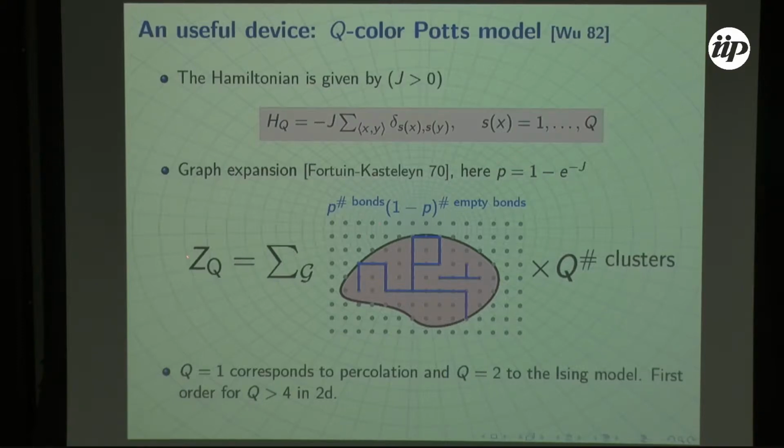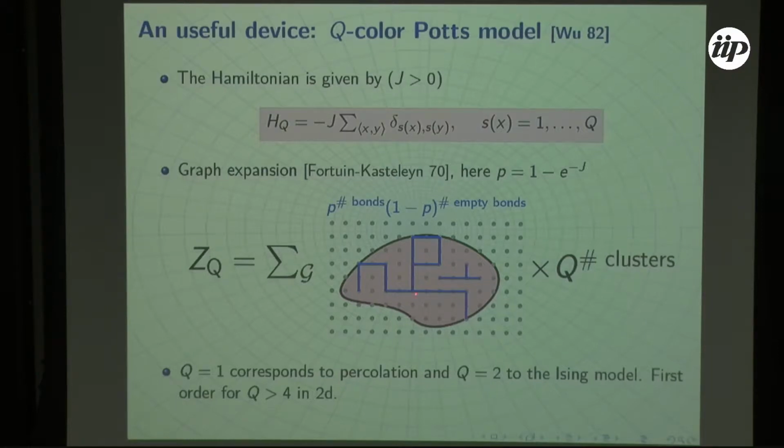So let me just say why this statistical mechanics model is related to percolation. Well, the reason is easy to see if you perform a high temperature expansion of the partition function. It's a sum over graphs. And these graphs come with a measure. The measure is p to the number of occupied bonds, (1 minus p) to the number of empty bonds, times Q, the same Q as here, so the number of possible colors, to the number of connected components of the graphs, which are called clusters.